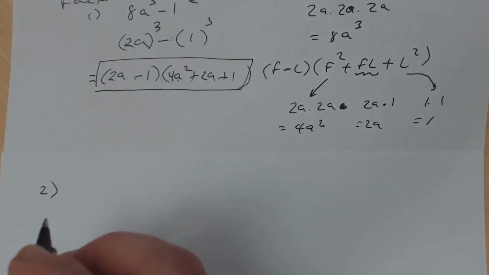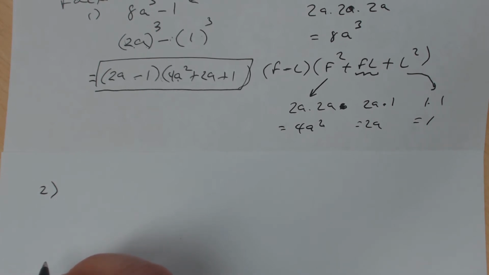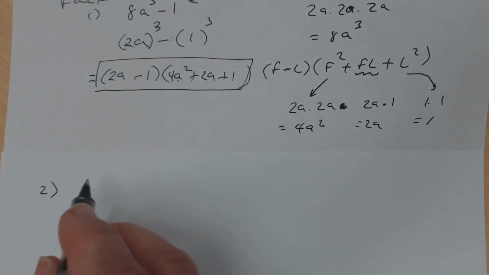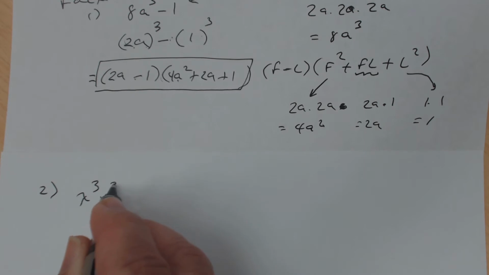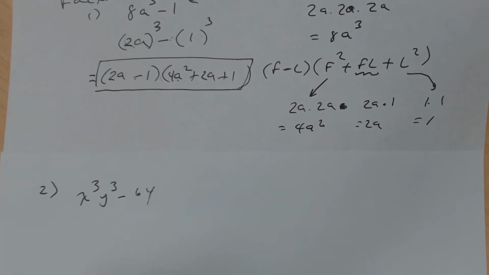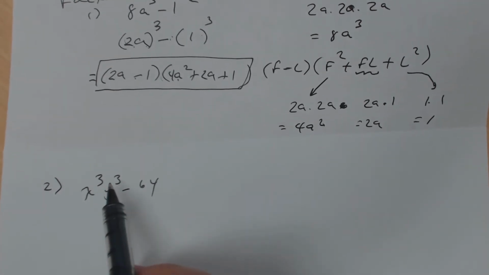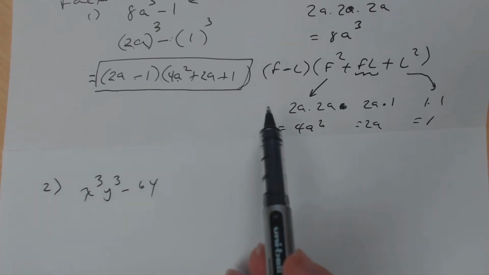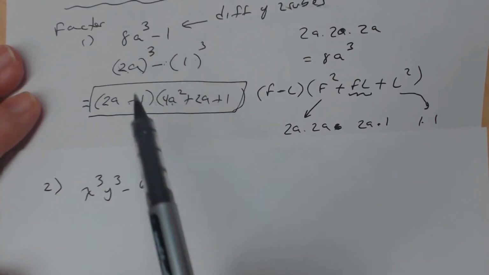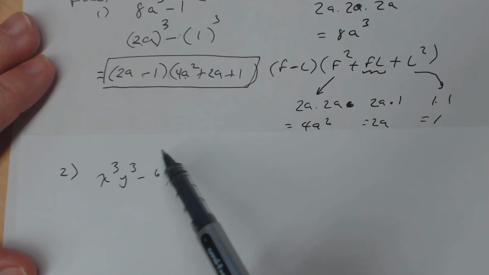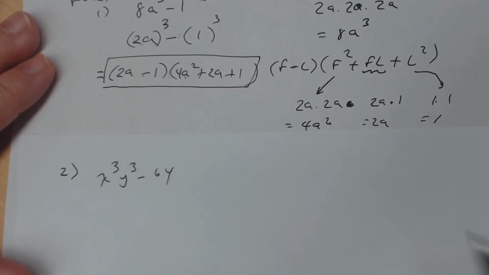All right, suppose we had this one. Suppose we had x cubed y cubed minus 64. Now don't let the fact that here you have two variables throw you off. It's that same idea. First of all, the GCF is 1.